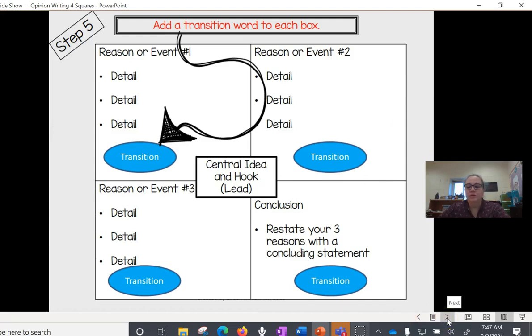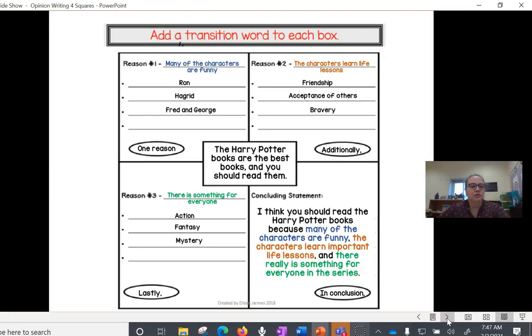So here are the transition words I've chosen. In the first box, I'm going to say, one reason, many of the characters are funny. In the second box, additionally, the characters learn life lessons. And then reason 3, lastly, there is something for everyone. So that is my Foursquare. You are going to be filling in a Foursquare of your own in your OneNote activity.